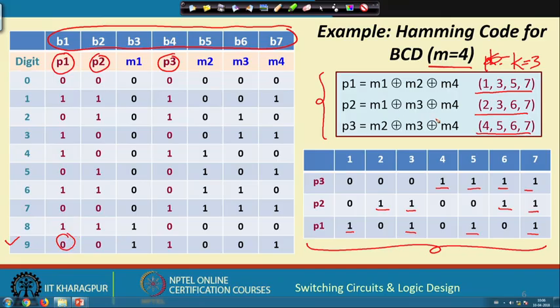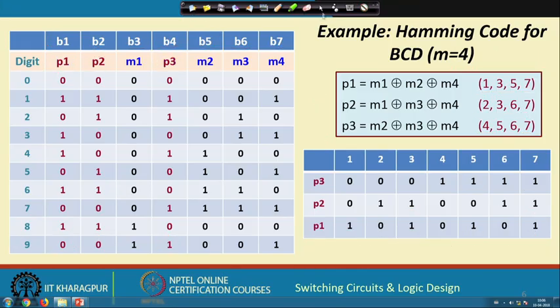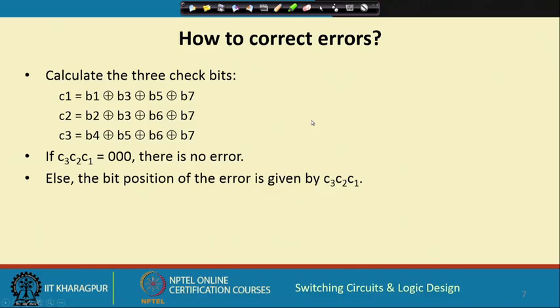Then P2 is M1 M3 M4: 1 0 1, again even. So, P2 is also 0. P3 is M2 M3 M4: 0 0 1, it is odd, that is why P3 is 1. So, in this way you fill up all the parity bits, right. This is how you do. Now, after you have done this, now you need to detect and correct errors.